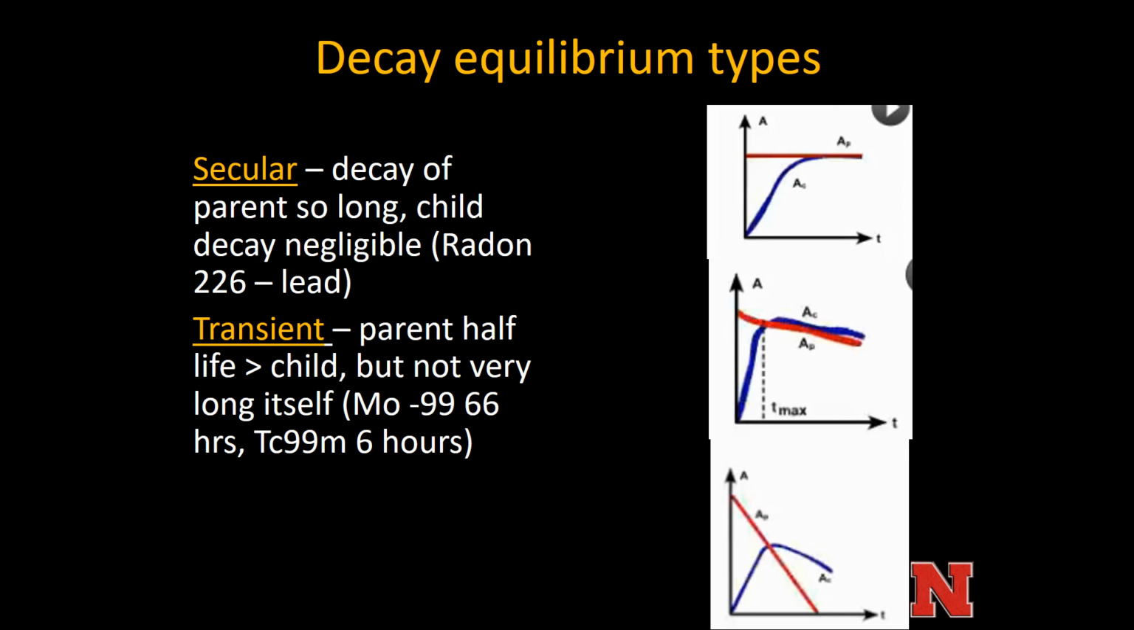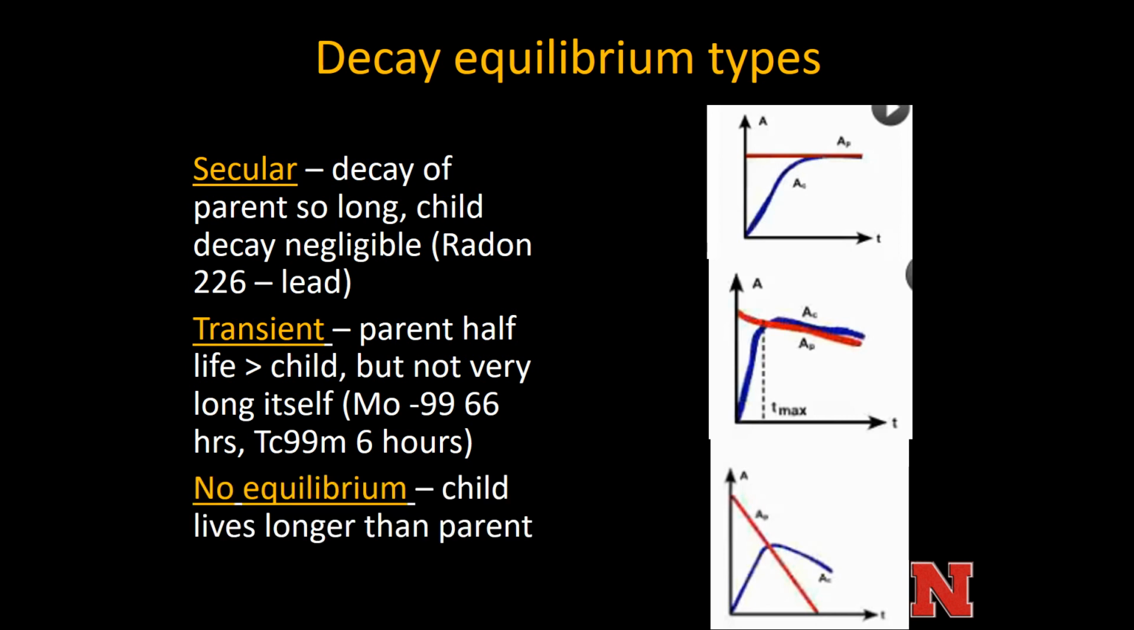Transient decay, that's where the parent half-life is greater than the child, but not very long in and of itself. So an example would be molybdenum-99 used in nuclear pharmacy to generate Tech 99M. So the parent half-life is greater than the child, but it's not very long, so you reach kind of a transient decay. For example, molybdenum-99 has a 66-hour half-life, Tech 99M is a 6-hour half-life.